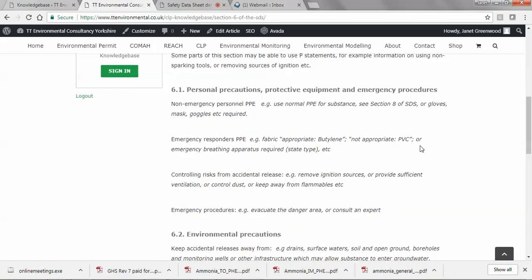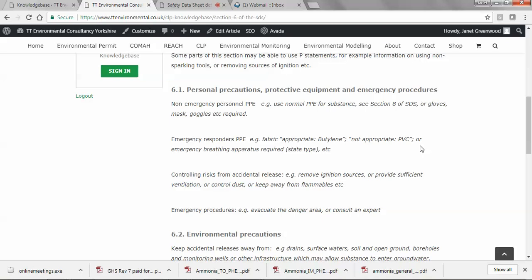Personal precautions. You may want to say non-emergency personnel PPE, such as normal PPE. You may want to specify gloves, masks, goggles. Where you've got someone who's IOSH qualified like John, he will explain that if you've got the risk of splashing, then that's a face mask. Goggles are required for eyes. So don't think by specifying a face mask the eyes will be protected. They're not. So you might need to say goggles and face mask. That's the sort of thing that you would use for corrosives to eyes, for example. But again, you need to have someone who is a health and safety expert who can help with that.